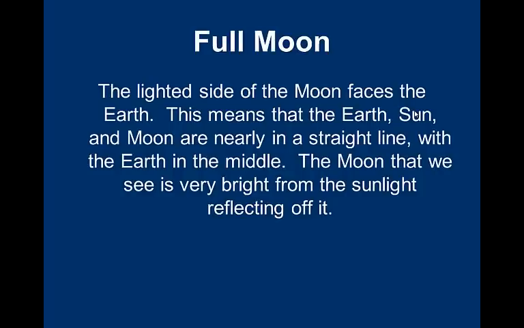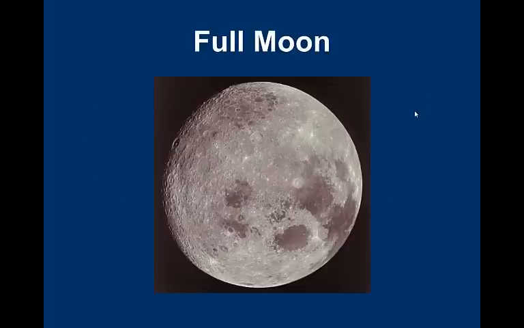Alright, in a full moon, the lighted side of the moon faces Earth. This means that the Earth, the sun, and moon are nearly in a straight line with the Earth in the middle. The moon that we see is very bright from the sunlight reflecting off of it. So there's a picture of your full moon.